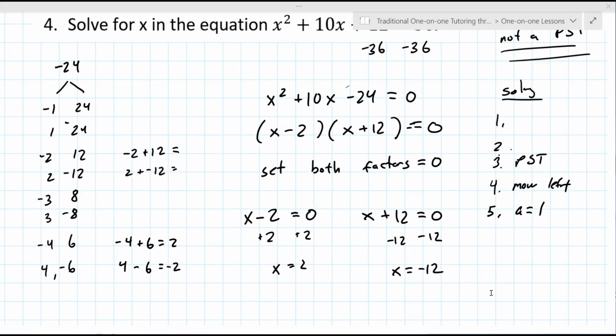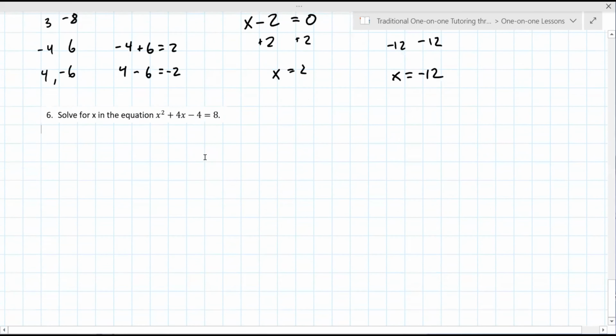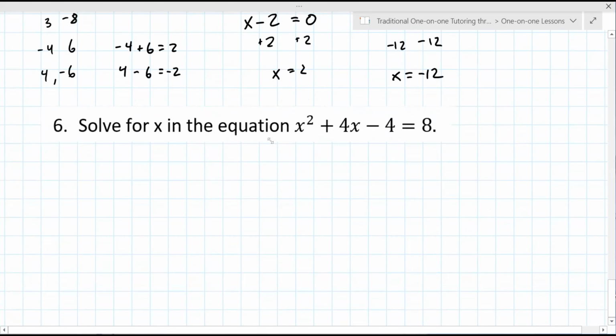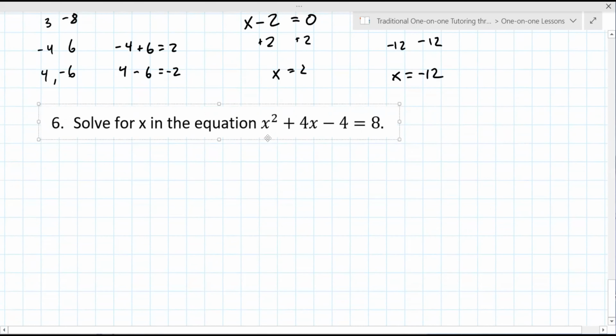Okay. Got all of that. Okay, so let's look at number 6. All right, solve for x in the equation.